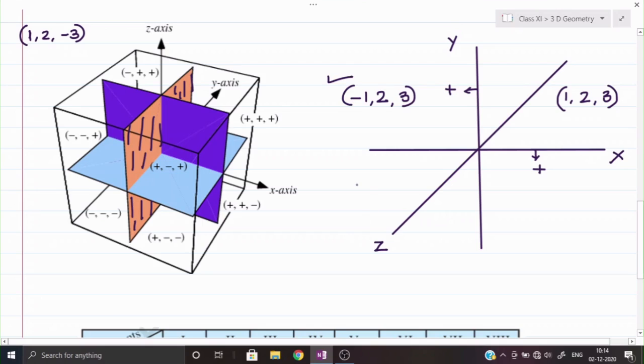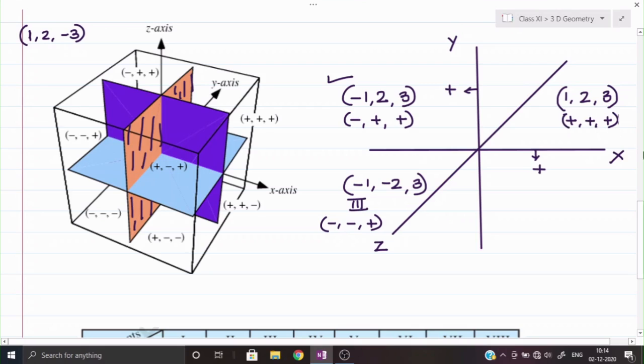Similarly, suppose if I take minus 1 comma minus 2, it lies in the third quadrant, and along with that if I take the positive 3, meaning the positive side of the z-axis, this will be the third octant. You can see. So here in the third octant the sign will be minus, minus, plus. Second octant sign will be minus, plus, plus. Similarly, the first octant sign will be plus, plus, plus.